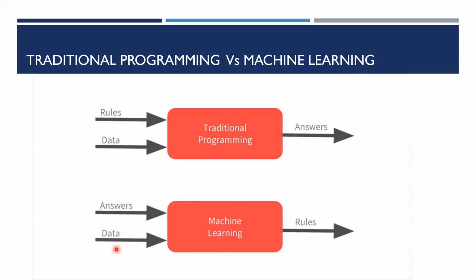What is the relationship between the data and the answer? The neural network will try to figure out what is the relationship, and then it will give out the rules, rather than we ourselves giving the rule. That is what we are trying to do, the basic principle in machine learning.